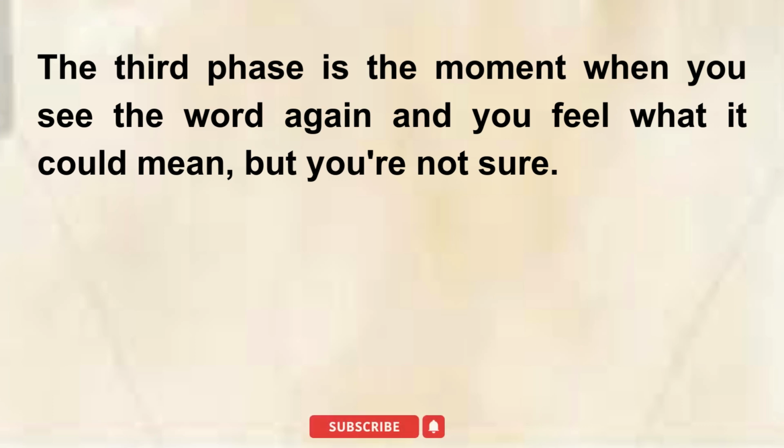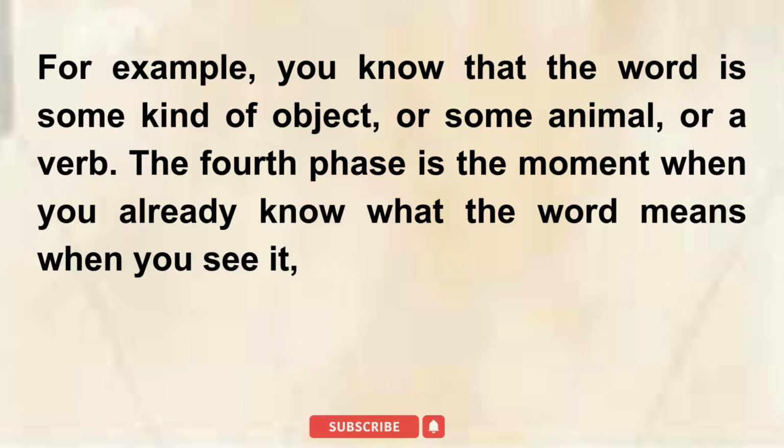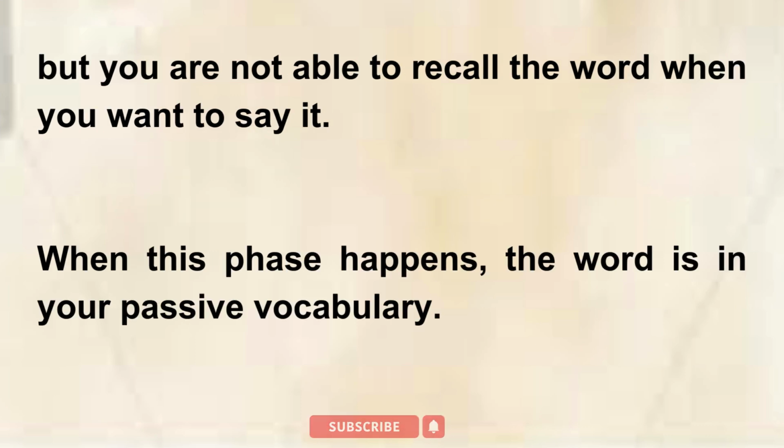The third phase is the moment when you see the word again, and you feel what it could mean, but you're not sure. For example, you know that the word is some kind of object, or some animal, or a verb. The fourth phase is the moment when you already know what the word means when you see it, but you are not able to recall the word when you want to say it. When this phase happens, the word is in your passive vocabulary.